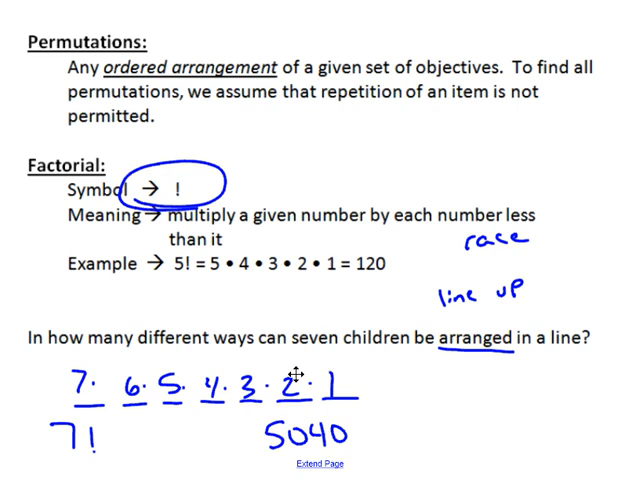What if instead of arranging all 7 of them, we only wanted to give candy to the first 3 kids in line, right? And maybe the order matters. So we're going to give several pieces of candy to the first kid, and then 2 pieces to the second kid, and 1 to the third kid, and none for everybody else.